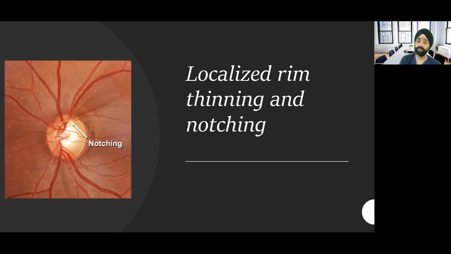And then when you localize the rim, you want to look for things like notching. You see here a nice circular cup on the bottom inferiorly, and then here, this is a superior loss. You see a nice little notch on the rim. If you see a notch, that's a sign there's probably some issues there. And you can see on the side here, a nerve fiber layer defect. In the optic nerve here, these nerve bundles, you can start to see a darkening, a wedge darkening there. Usually that will correspond to a notch on the optic nerve.